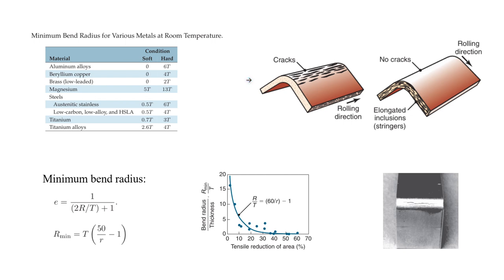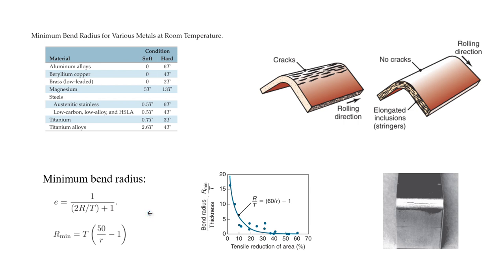Now let's continue with minimum bend radius. It is the smallest radius we can bend a sheet without cracking the outer surface. This happens because the outer fibers are under high tension. We calculate it using these formulas.